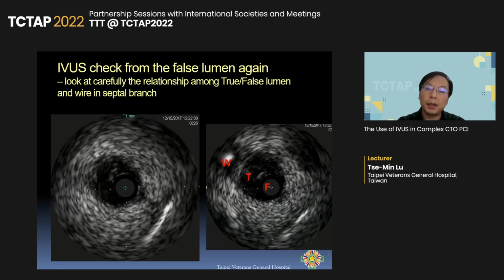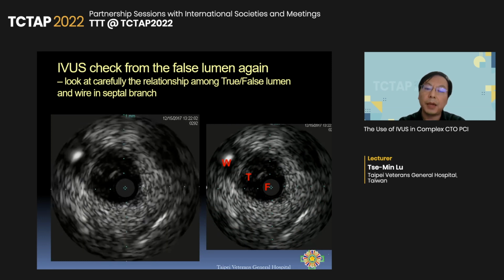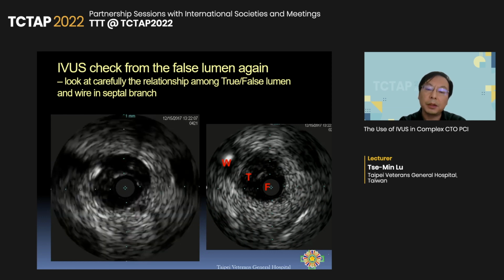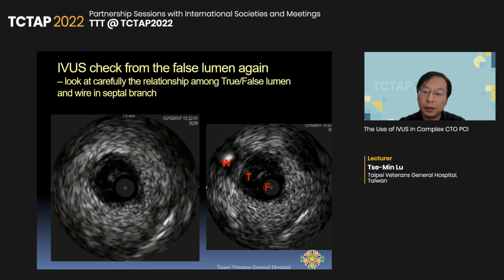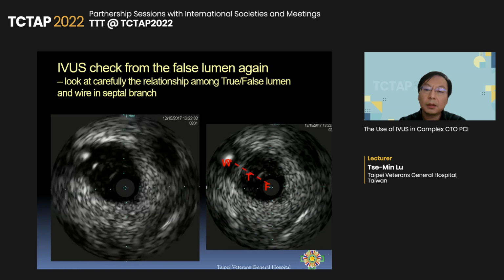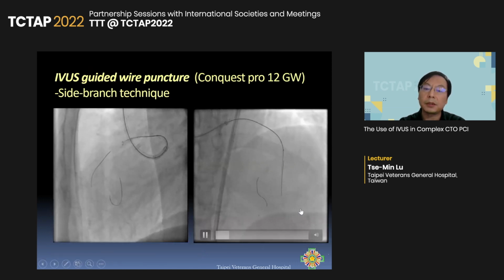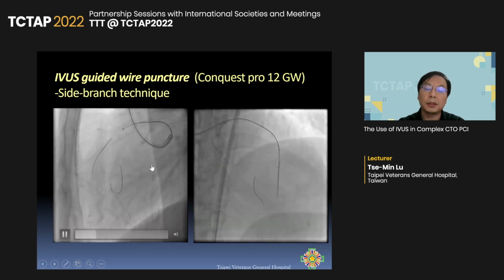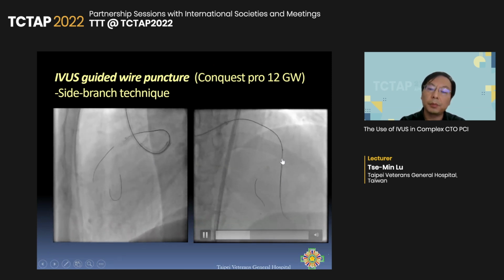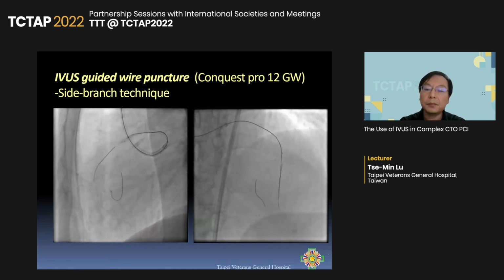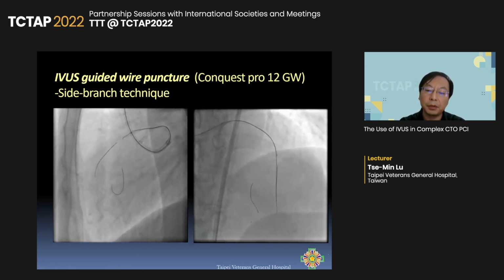So at this level, maybe I can control my wire to try to puncture in the middle between the septal wire and the false lumen. I use my double lumen microcatheter, the Crusade microcatheter, and another stick wire, a Conquest Pro wire, and try to puncture the middle between the septal branch and the false lumen wire. This time, fortunately, my wire goes into the distal LAD.